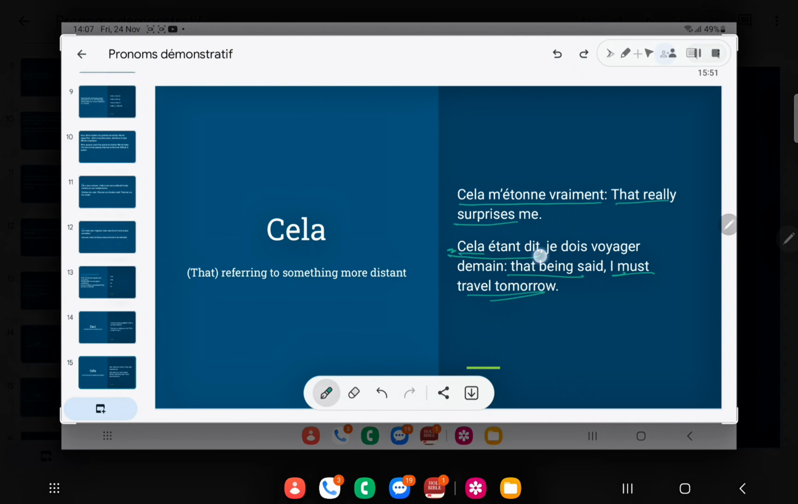So, this is a cool expression. That being said, you should take note of it. Ceci étant dit, cela étant dit. Ceci étant dit, that is this being said. Cela étant dit, that being said.